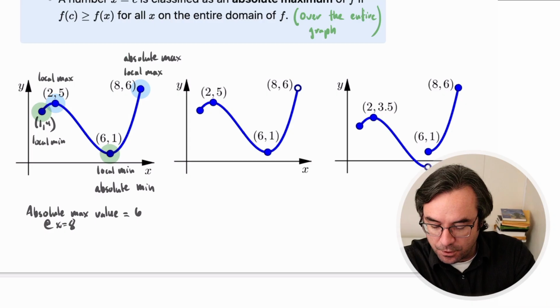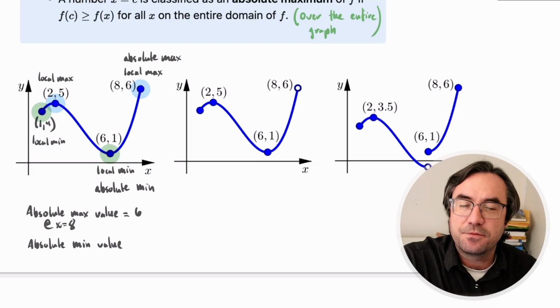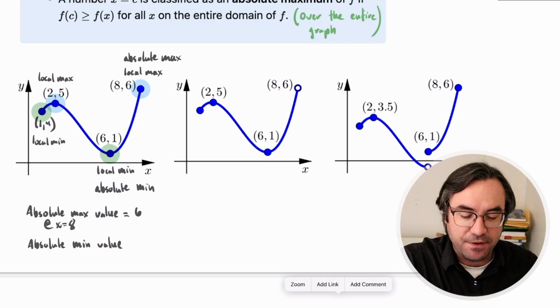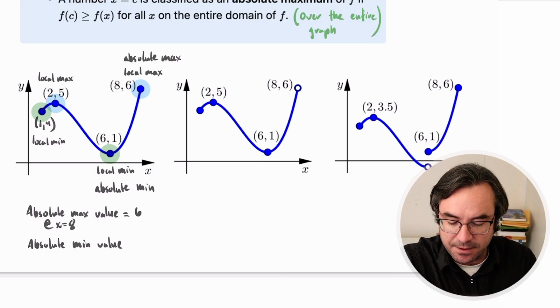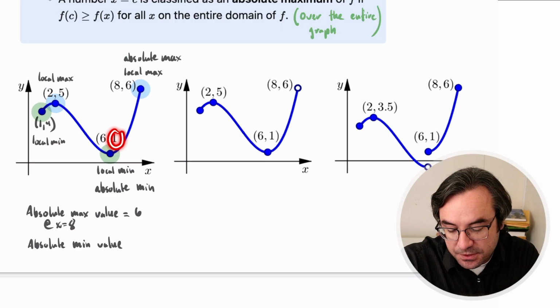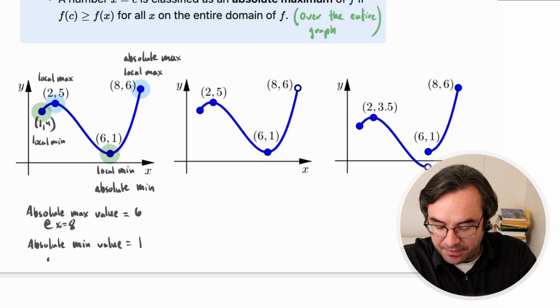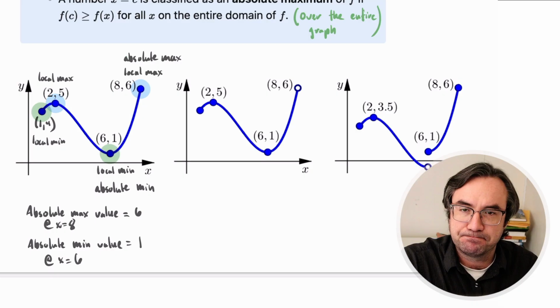So same thing for the absolute min. What point was the absolute min? Well, it was this point right here. So what's the absolute min value? It's the y-coordinate, so 1. And we found that this happens at x equals 6.